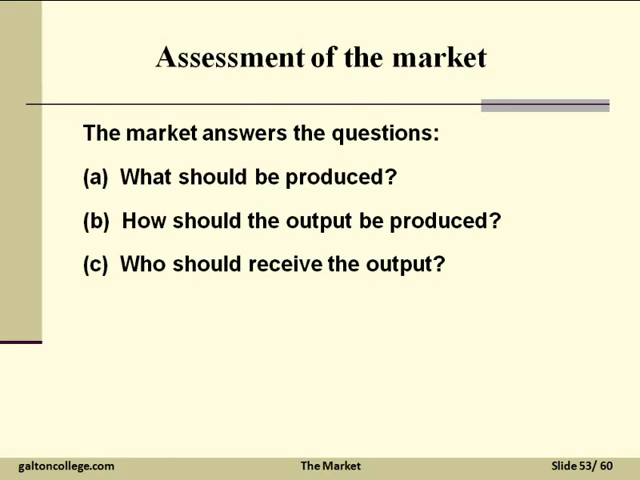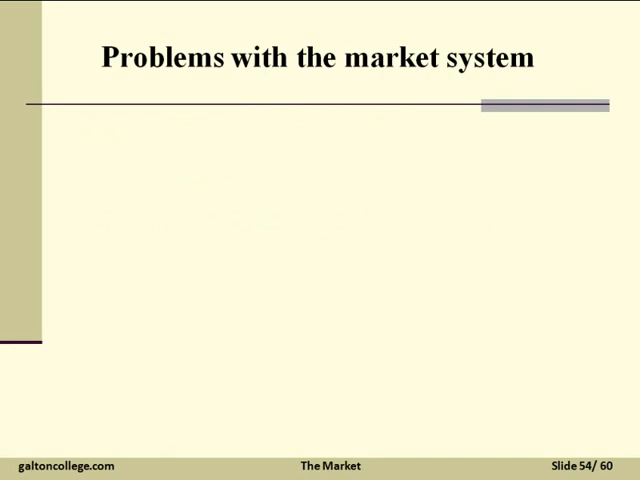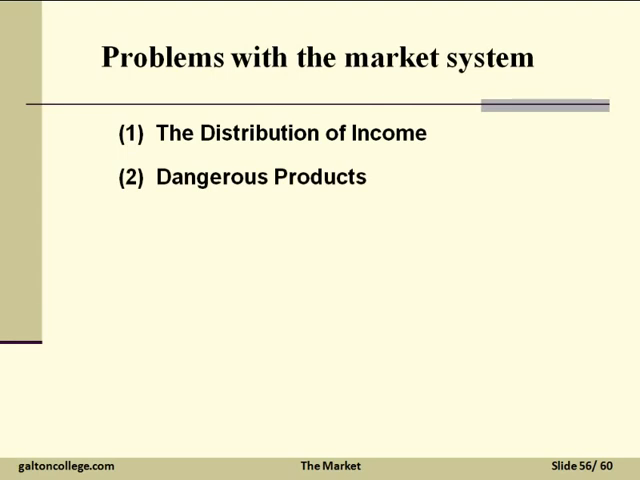Now, there are some problems with the market system. So let's have a look at those briefly. First of all, the distribution of income over time can change. In other words, some people can become very rich over time and some people can become quite poor. And the market will not correct for this. The market might produce dangerous goods. There might be a market for explosives or guns or weapons or whatever. So the market would produce it. If there is a demand, the market presumably would just produce it.